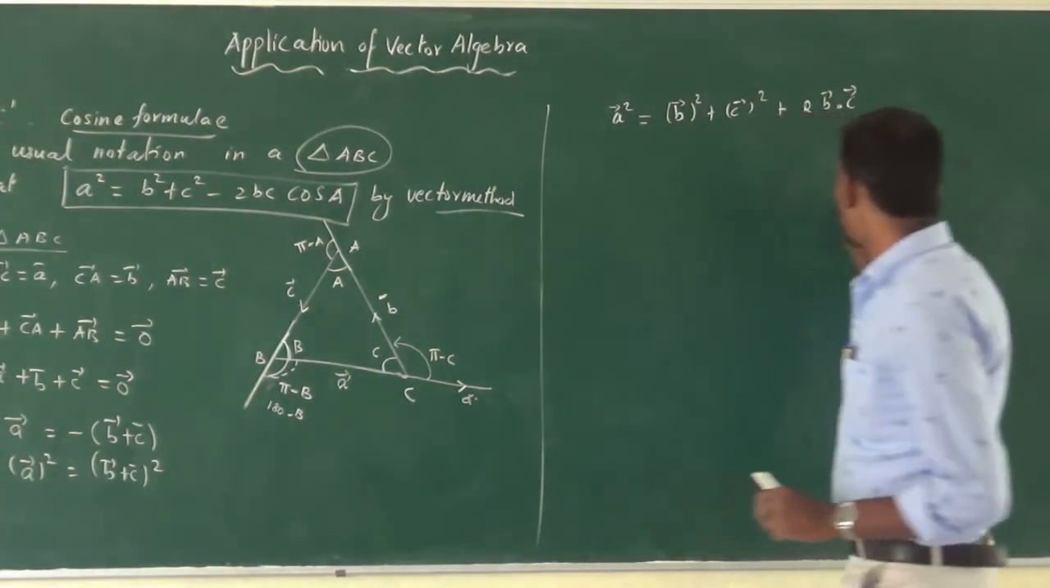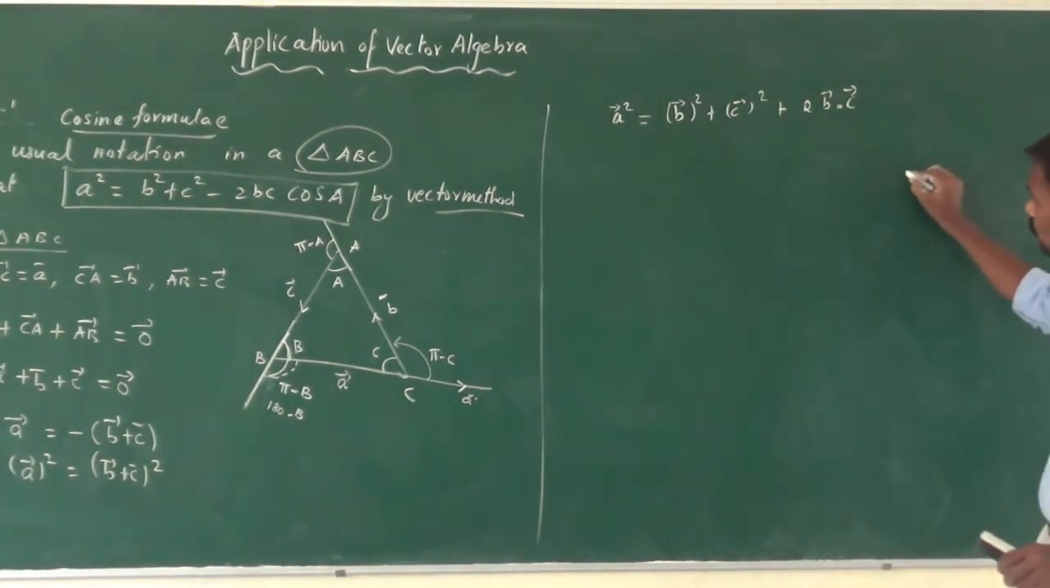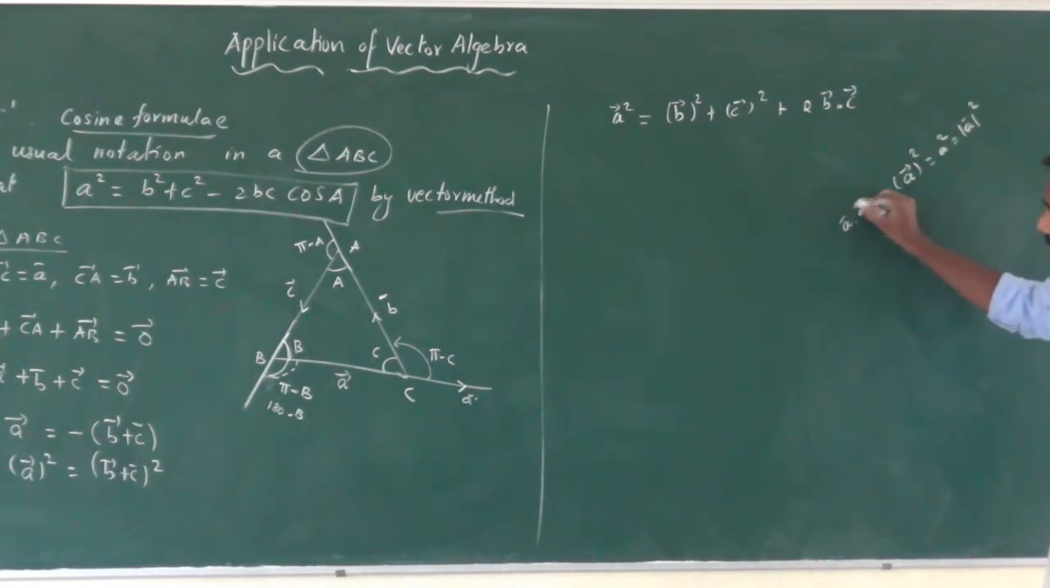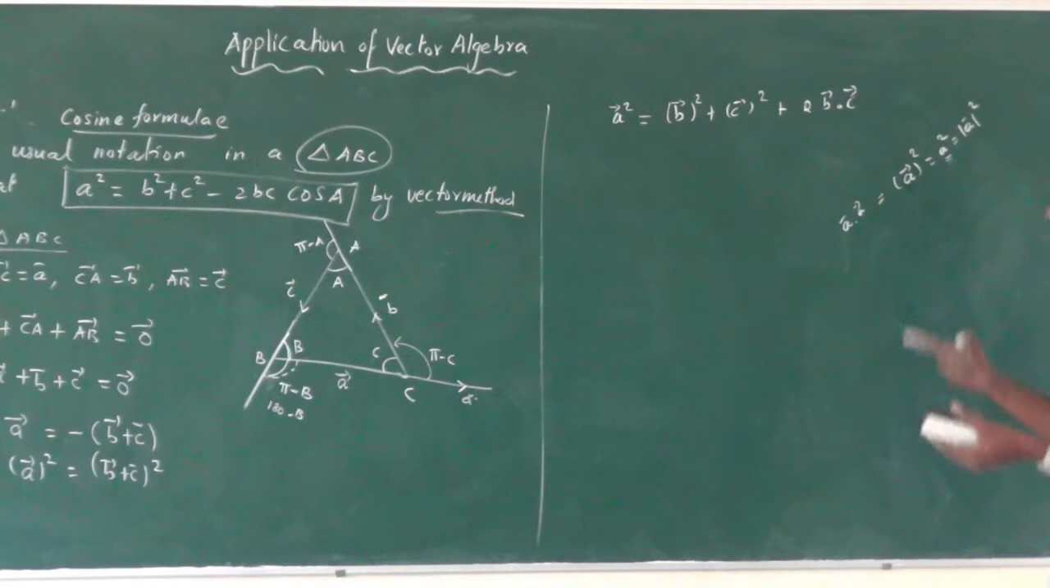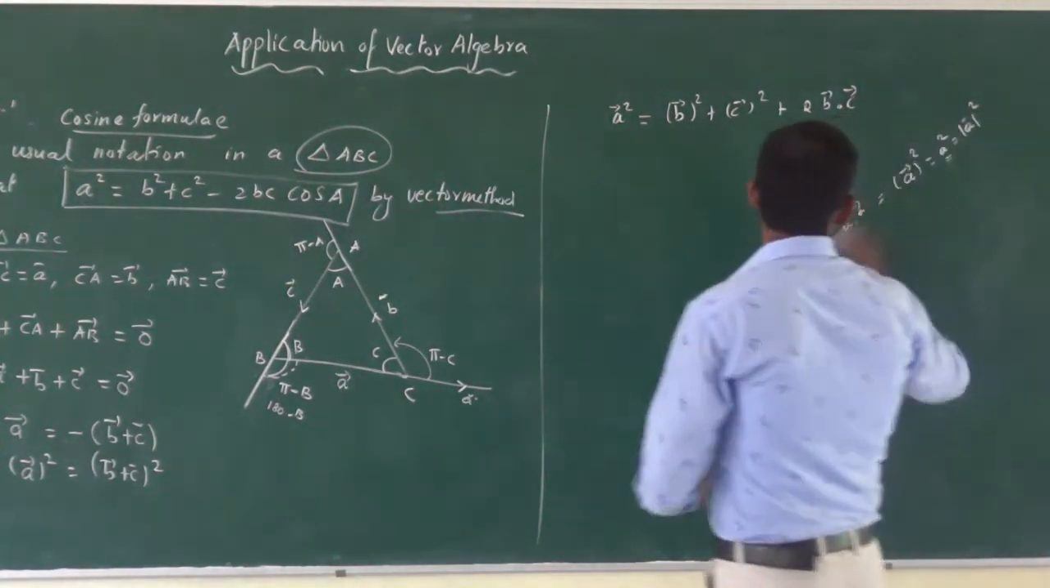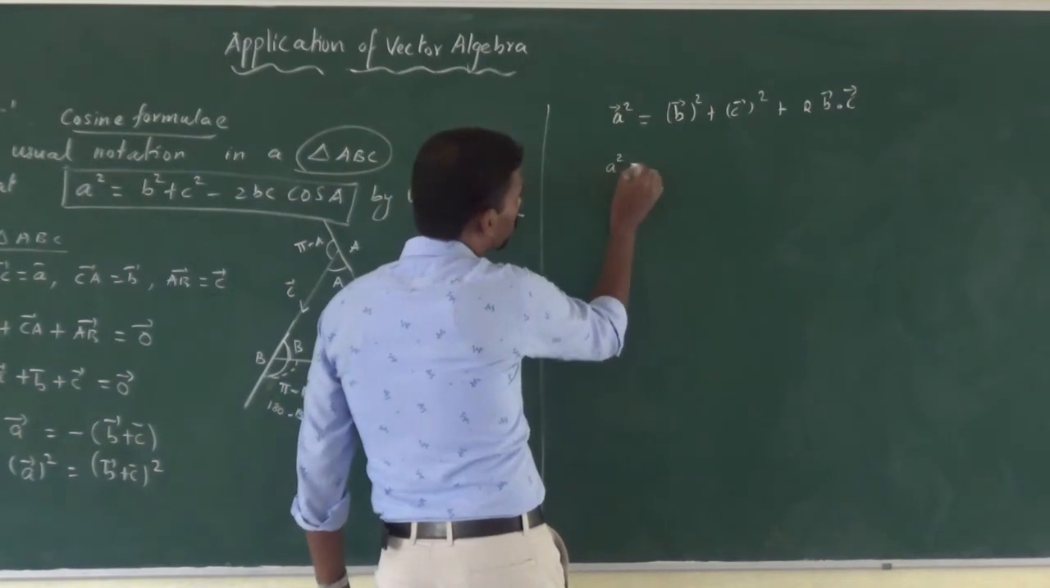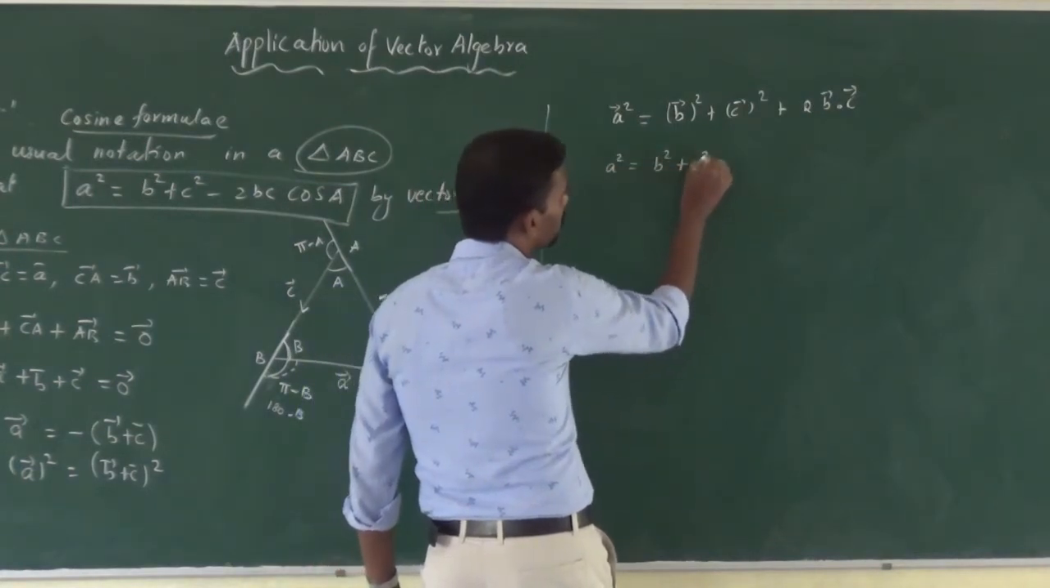So we know very well in the concept, a vector whole square is nothing but a square. This is nothing but the magnitude of the a vector whole square. This is nothing but a vector dot a vector. So a vector dot a vector is nothing but a square. The a vector whole square is also a square. So the magnitude of the a vector whole square is also a square. The same way we are writing here, b vector square is nothing but b square. This one is c square.